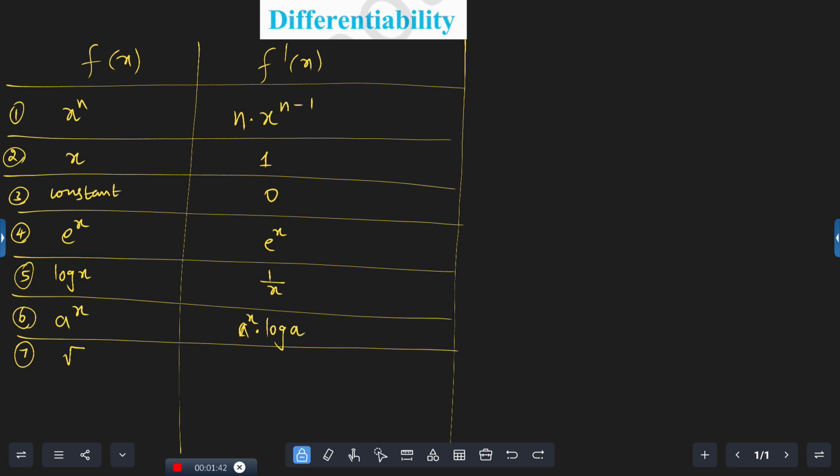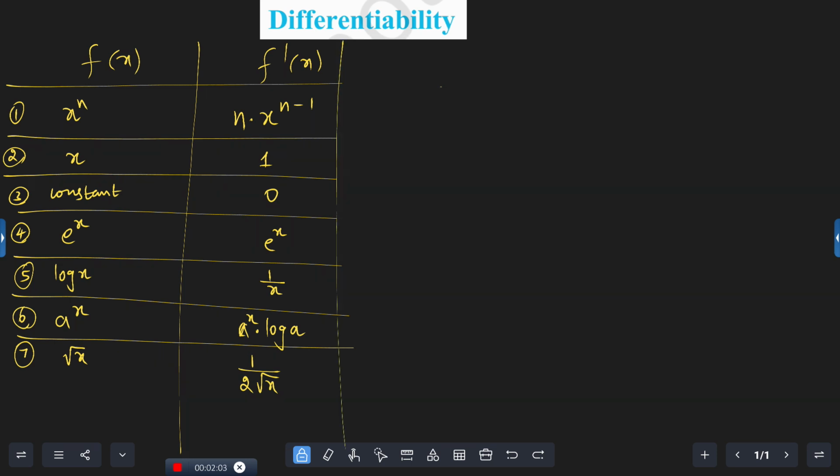And root x derivative? Root x derivative what? Do you remember? 1 divided by 2 root x. Okay. So maximum algebraical formula and logarithmic exponential formulas I gave in this page. That side I will give trigonometrical formulas. Okay. So this is over. Next, same manner f of x and again f dash of x will go.